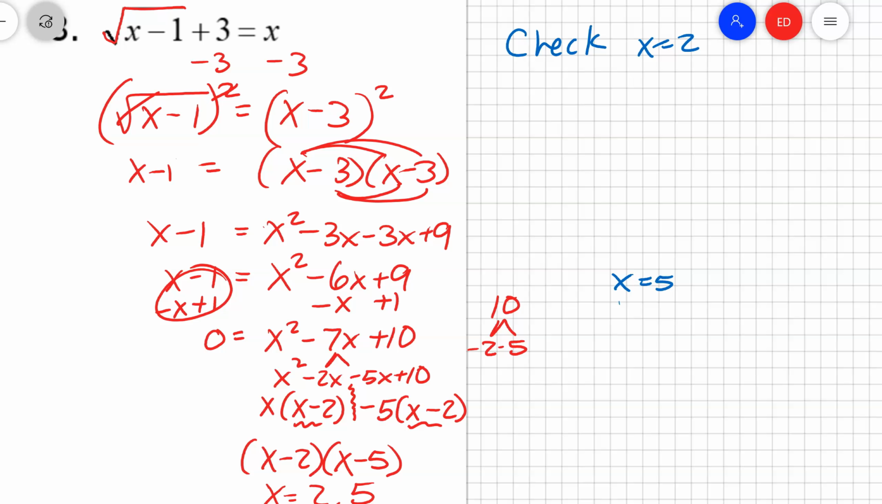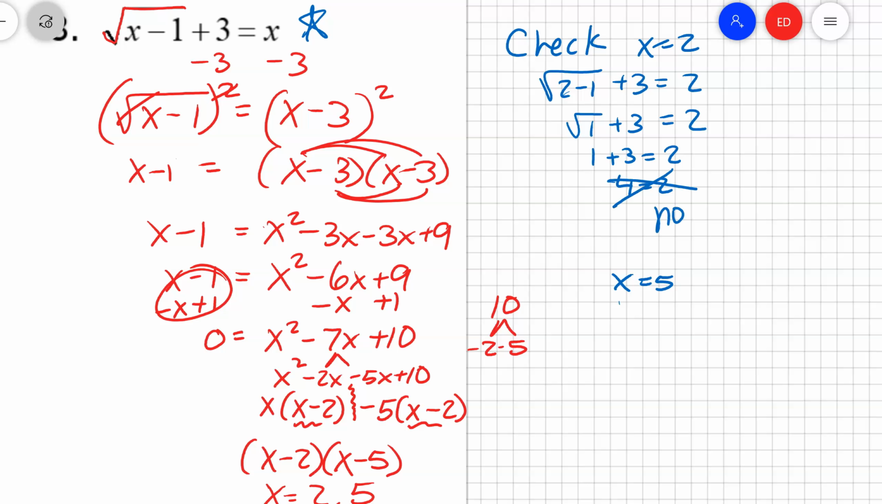So when we look at x equals 2, we're just substituting it in. We end up with the square root of 2 minus 1, plus 3 equals 2. Wherever you see x, you're going to substitute it right back into your original equation. So that just becomes 2 minus 1, which is the square root of 1, plus 3 equals 2. I can already tell you right now, this does not look good. It's 4 equals 2. That's not going to work. This one is no solution.